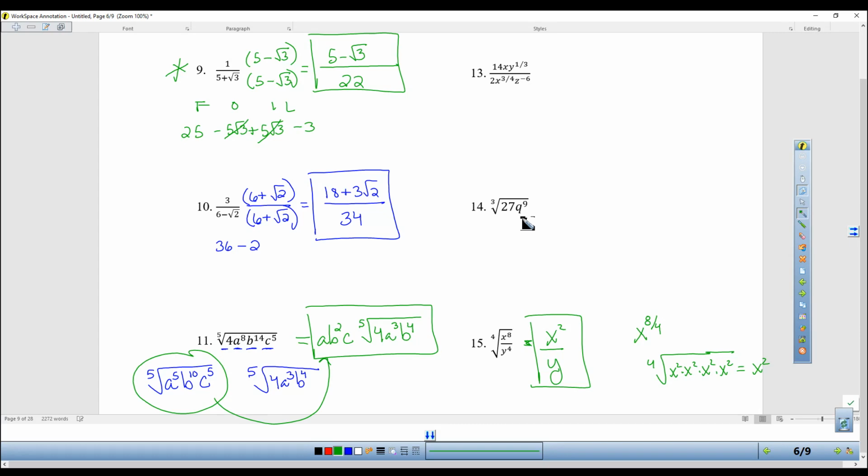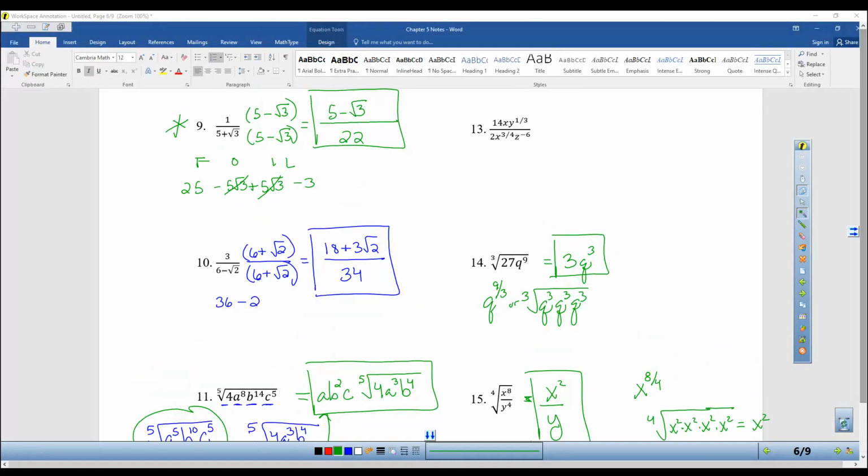Moving up, the cube root of 27 is a perfect cube. And the cube root of q to the ninth is q to the third. Again, two ways to think about it. You can change it to a fractional exponent, or you can think to yourself, okay, I need three identical things. So q to the third, q to the third, q to the third. It doesn't matter to me how you think about it, as long as you're able to get the right answer.